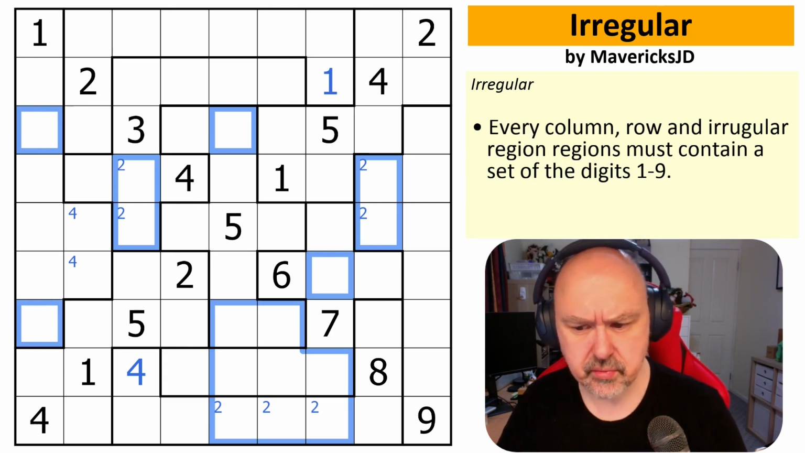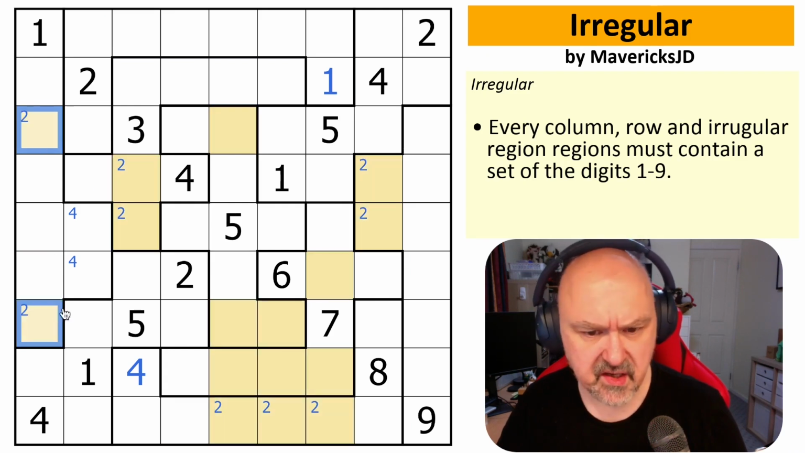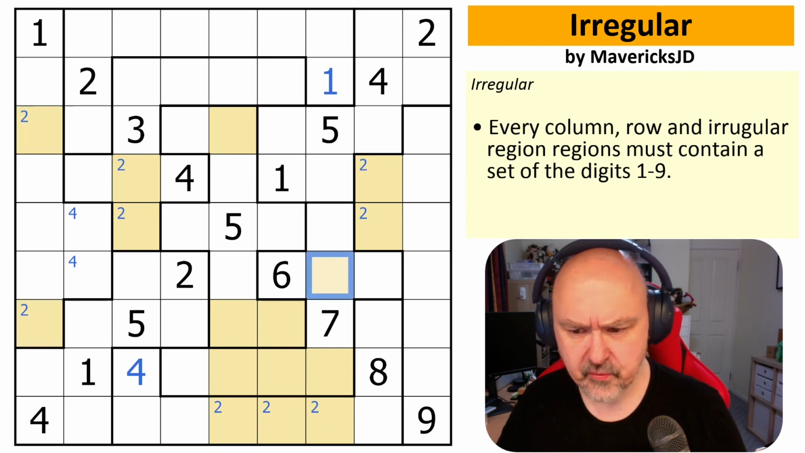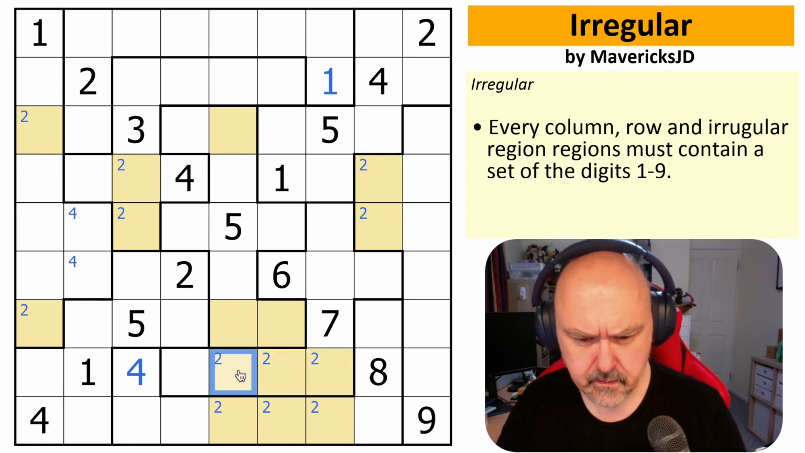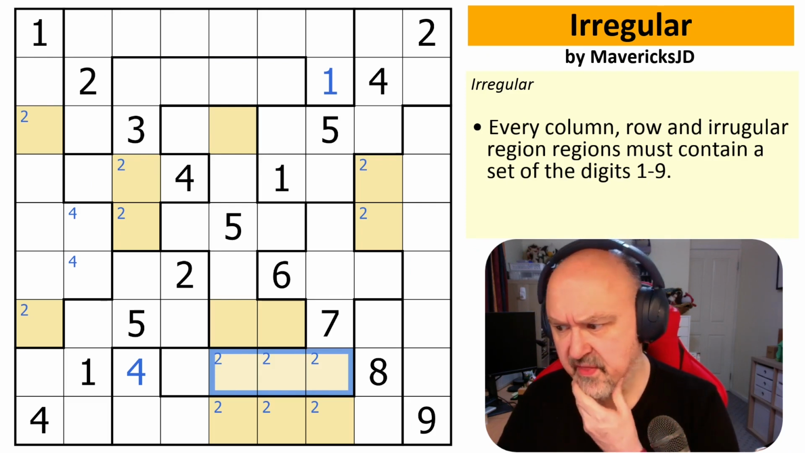So 2 is in those spots. I'm just highlighting this so I can do some marking. 2 is not there. So in this region, 2 is down here. This is almost certainly not the most efficient way to do this, but that's okay.